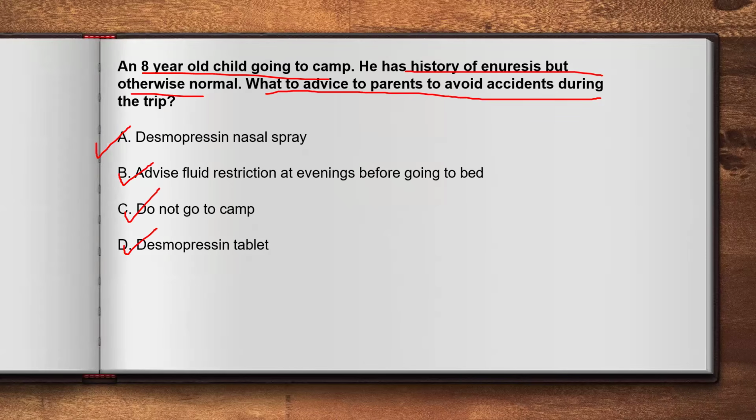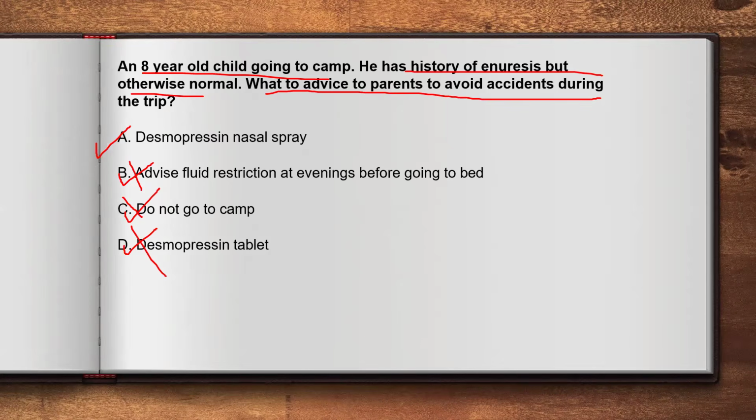Now, enuresis in an 8-year-old child is a problem, and the patient wants to go to the camp, and the parents are coming to you for advice about how to avoid accidents. So we need treatment. We don't need advice like, don't drink water. This is not going to be feasible for the child to follow because he's going to be unsupervised, right? They need a treatment plan. And advising that the patient not go to the camp is not good either. So we give medication, which is desmopressin.